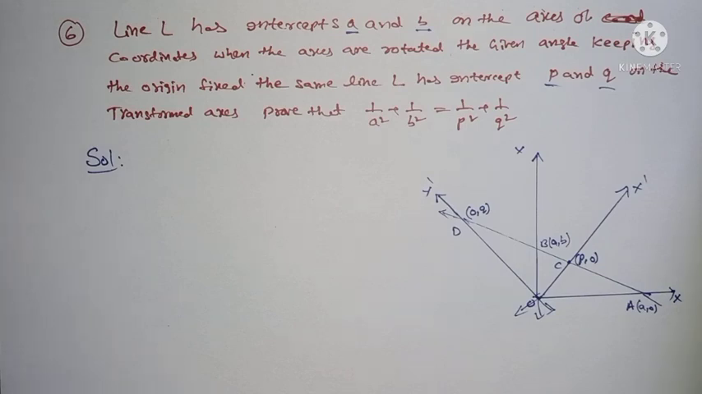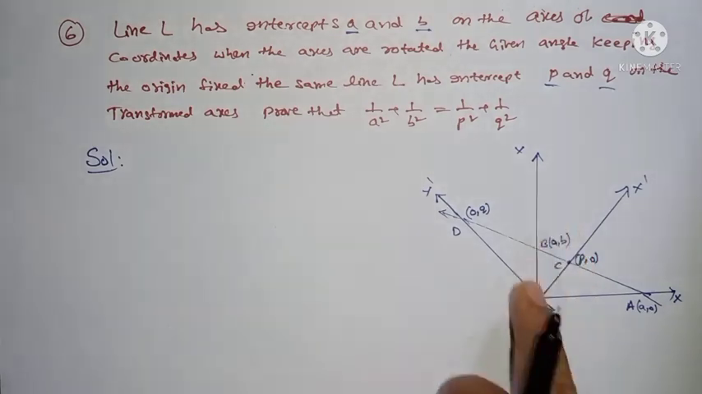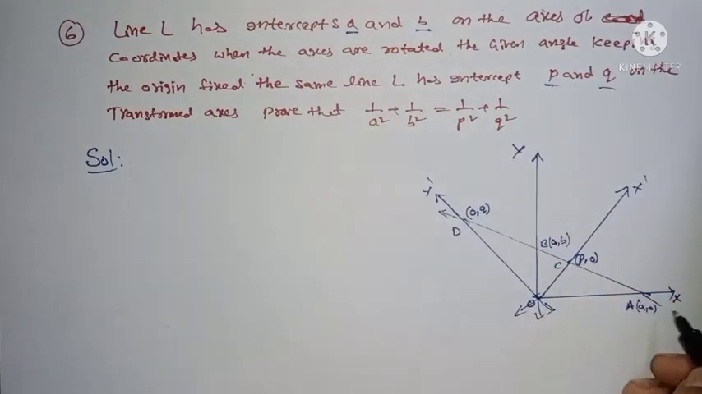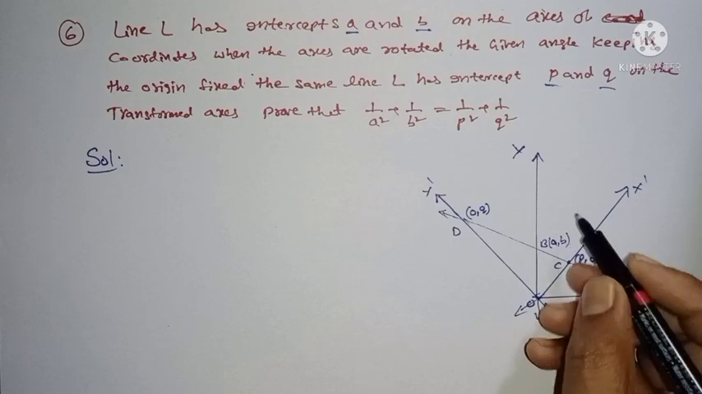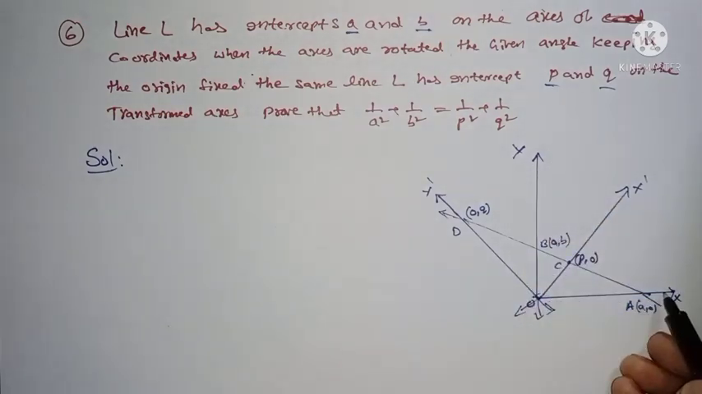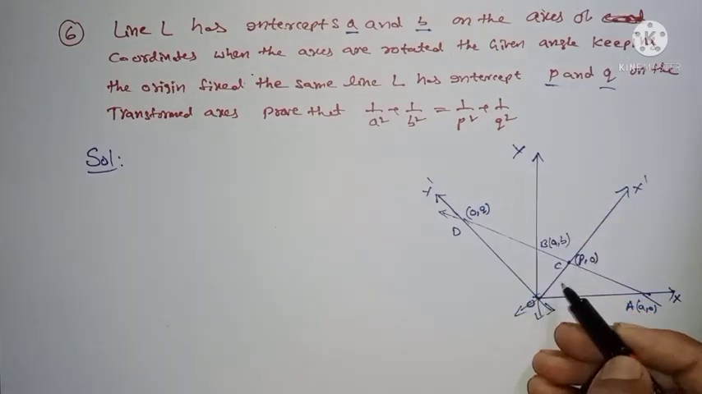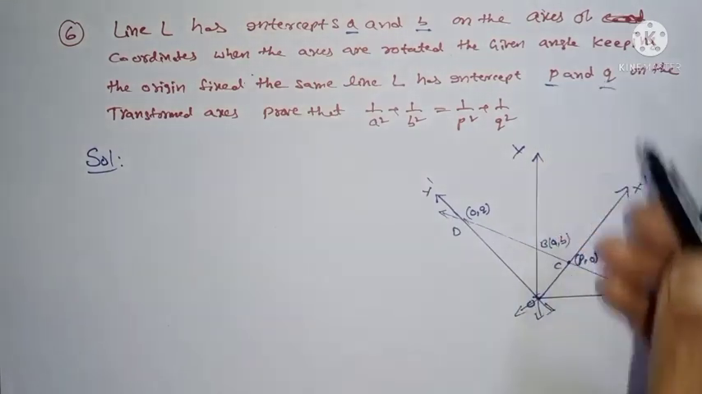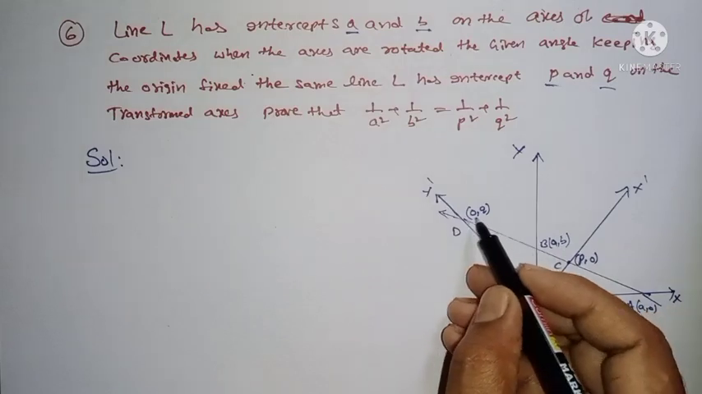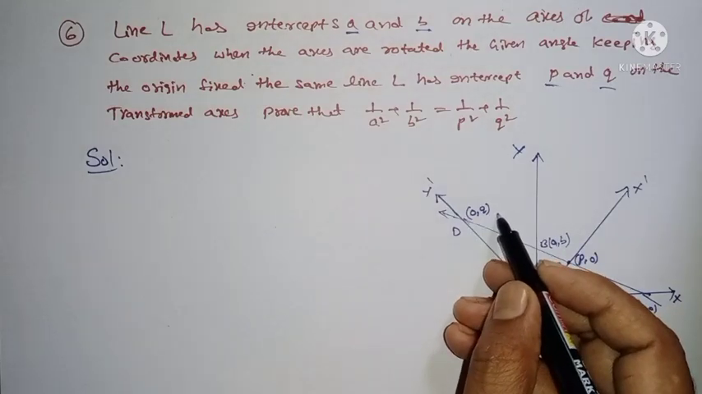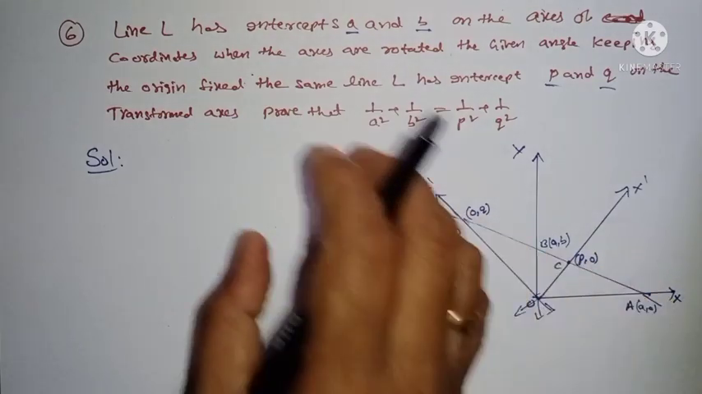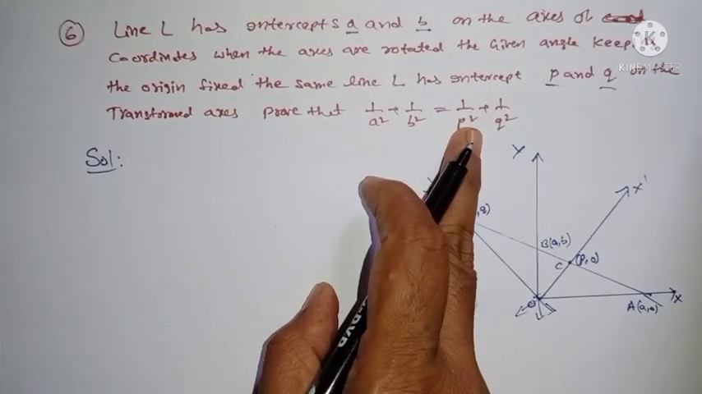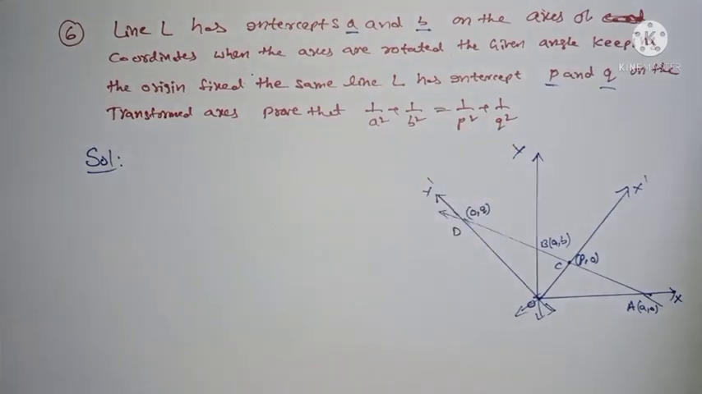You can observe the question here. First, on the OX and OY axes the intercepts are A comma 0 and 0 comma B, as you can see in the figure. It is rotated, and on OX dash and OY dash the intercepts are P comma 0 and 0 comma Q. This is the figure for the given question. You have to prove that 1 by A square plus 1 by B square is equal to 1 by P square plus 1 by Q square.